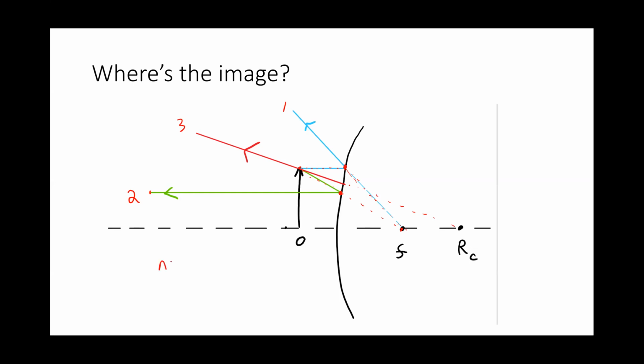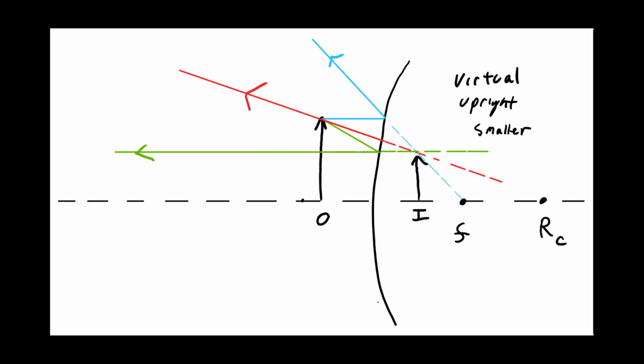So again, I've got no real image because these rays never cross anywhere. So that means I'm going to have a virtual image. I can trace those reflected rays back to find the virtual image. And I can see that it's right side up, and it is smaller than the object. So again, with these, it's really important to be careful that the rays you're tracing back are the reflected rays, not the rays that were coming into the mirror in the first place.